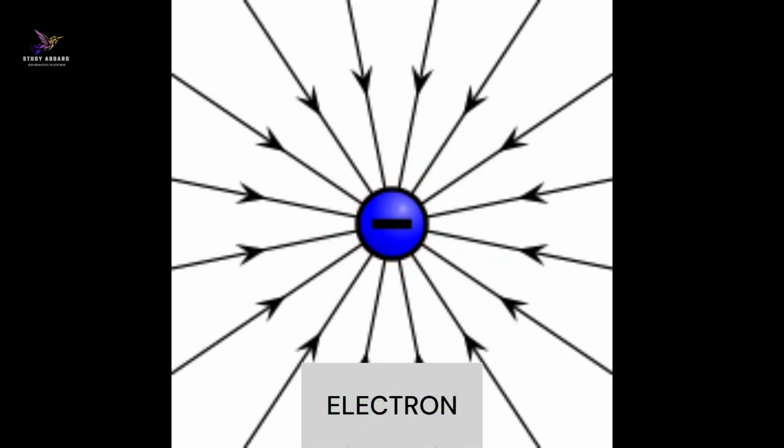Electrons are negatively charged particles of an atom. Together, all of the electrons of an atom create a negative charge that balances the positive charge of the protons in the atomic nucleus. Electrons are extremely small compared to all other parts of the atom.